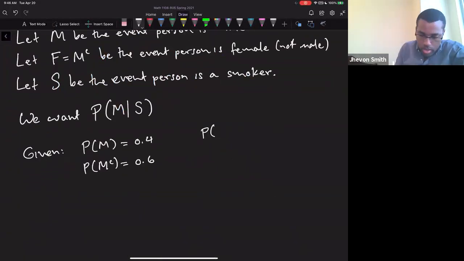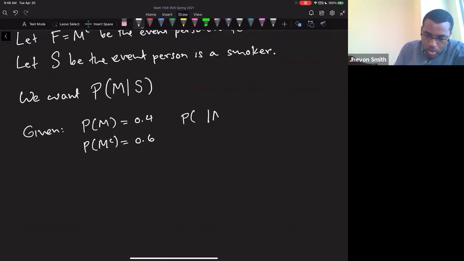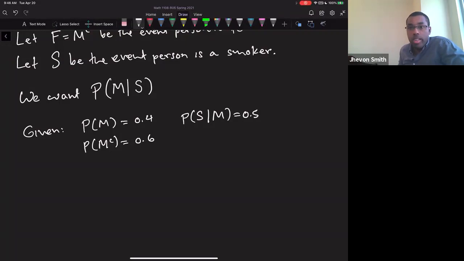So basically what we're told here is that given that we're looking at a male, the probability he's a smoker is 50%, right? Of the men, 50% smoke, which means the event that we're looking at men has already occurred. Then we look at the event that they are a smoker or not. And so that's a conditional. On the condition that we're looking at a male, the probability of being a smoker is 50%.